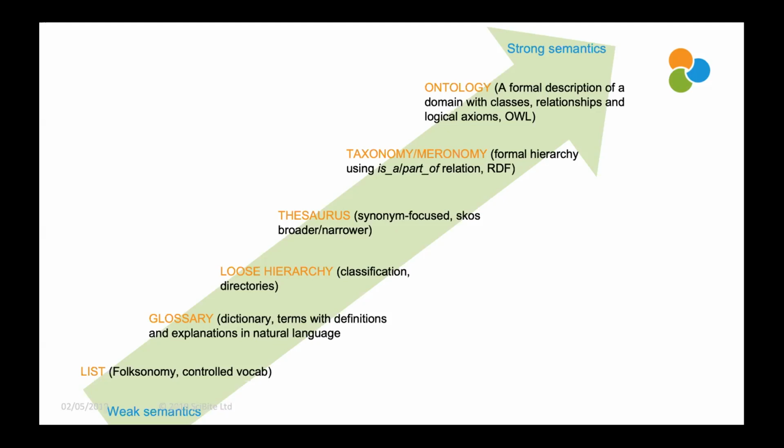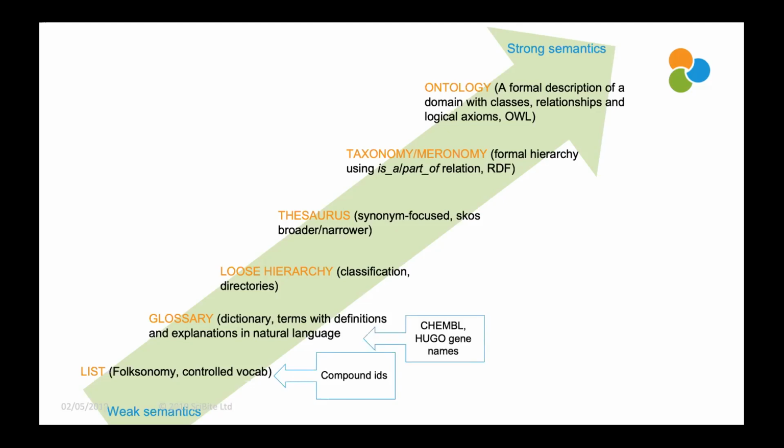So if we have a look at some of these different categories. At the bottom, we start with lists. Another way of saying this is folksonomy, which is a collection of tags that you might apply, which helps you search and tag your data, or control the vocabularies. This could be things like lists of compound IDs that you have. There's nothing else attached to them particularly. It's just a list of IDs.